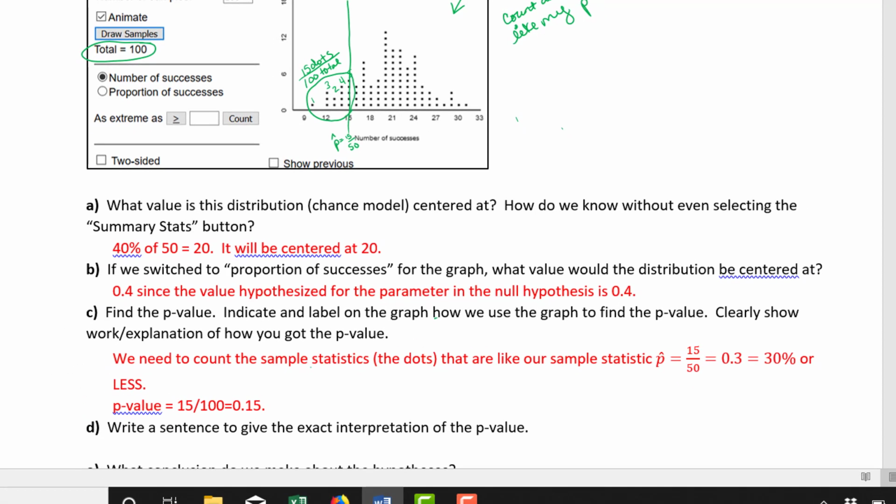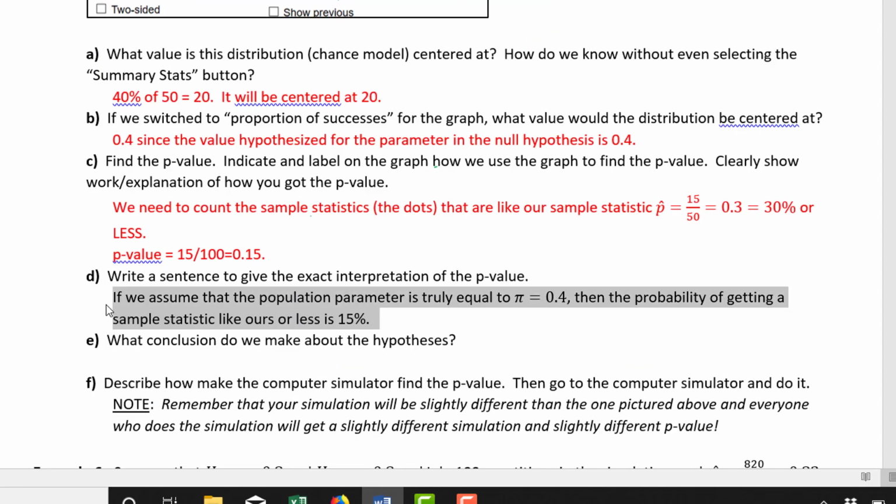Part D asks us to write a sentence to give the exact interpretation of that p-value. So we would say, if we assume the population parameter is truly equal to pi equals 0.4, then the probability of getting a sample statistic like ours or less is 15%. 15% because our p-value is 0.15.